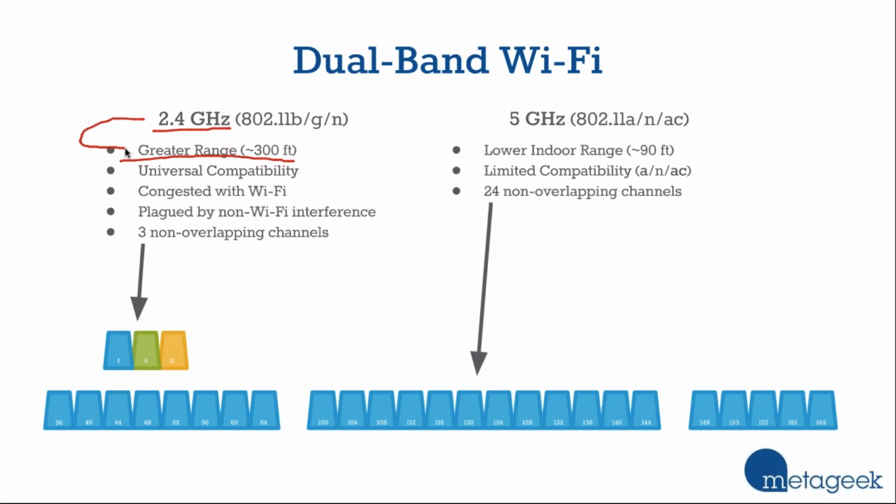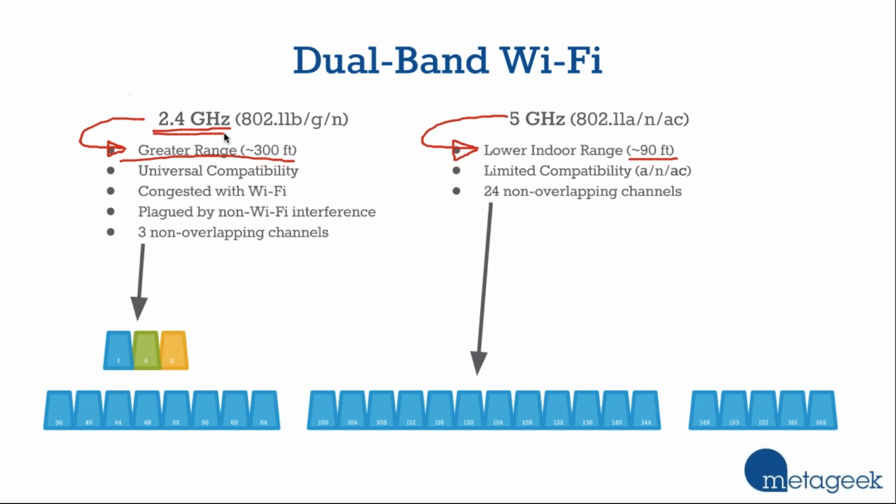In the 2.4 gigahertz band, most vendors are going to advertise about a 300-foot range. Now, it's going to depend on your environment, what the building materials are made out of, what kind of equipment you have, but most vendors are going to say about 300 feet. The 5 gigahertz band, on the other hand, has a much lower indoor range, only about 90 feet. Why is that? Why do we see such a big difference regarding the range?